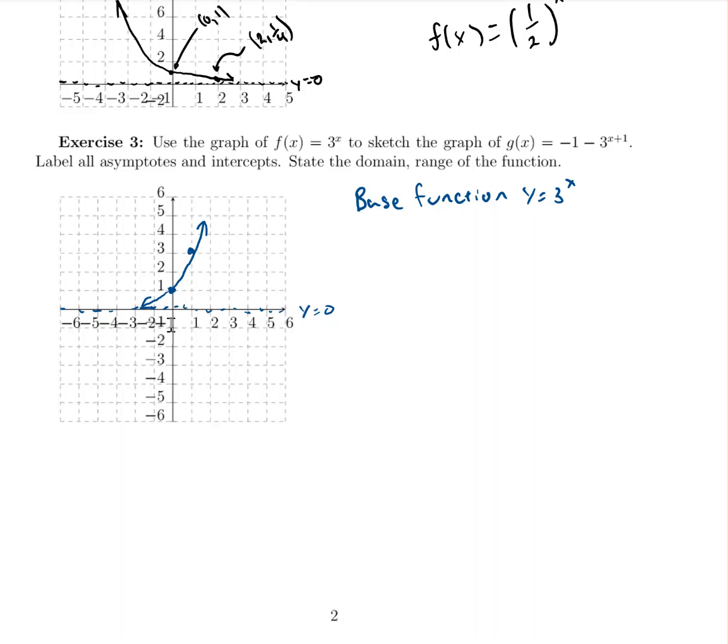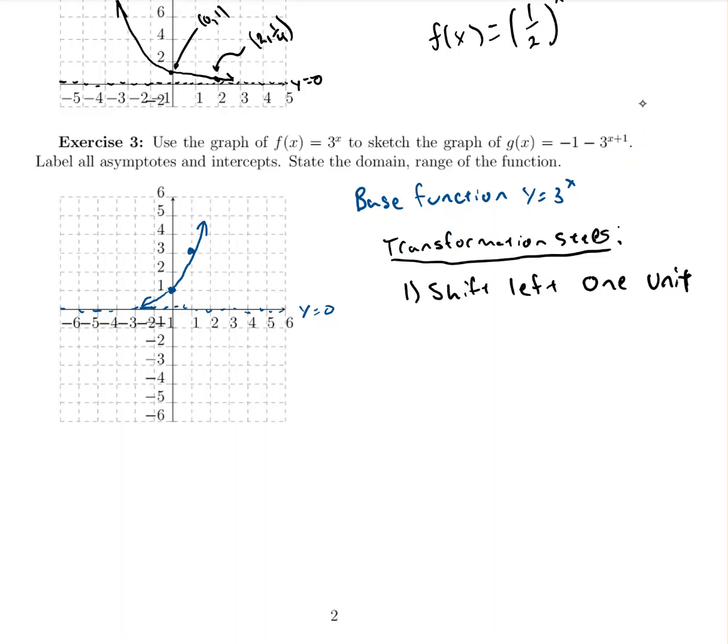Now, whenever you do your transformations, I recommend writing a list of step-by-step instructions you're going to use to move the asymptote and move the points to get the graph we actually want. So in this example, because I always recommend the mentality of working inside out when making your list, the innermost part of our transformation is going to be dealing with this x plus 1 up top. So the first thing in my list is going to be a shift to the left by 1 unit because of the plus 1. The next thing you can see working inside out is this negative that's in front of the 3. And a negative in front of our base function means a reflection over the x-axis.